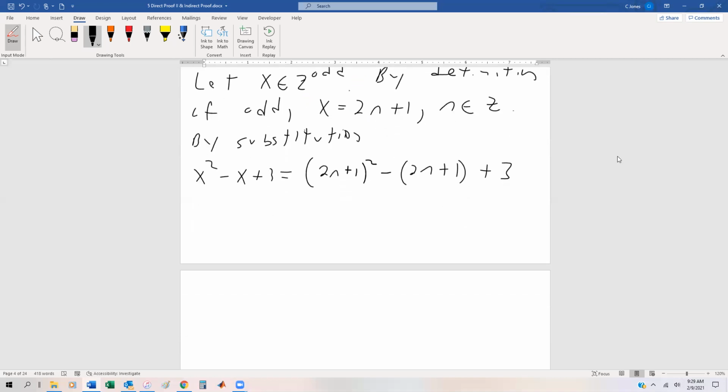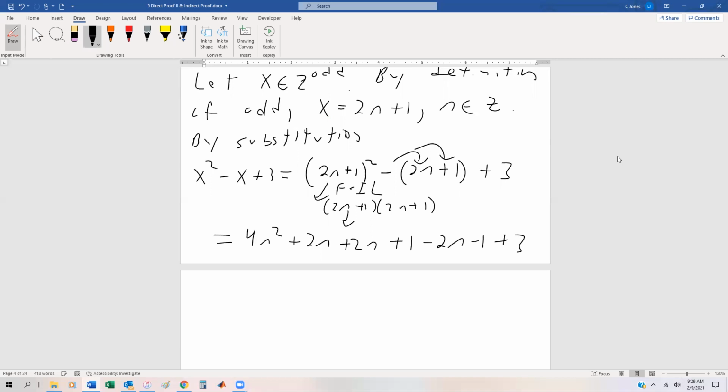Now we're going to go ahead and do some multiplication. Right? So this is going to be equal to, now remember, this is a FOIL problem. And this becomes 2n plus 1 times 2n plus 1. So this is going to be equal to 4n squared plus 2n plus 2n plus 1. Right? So that's from this part right here. We're going to distribute the negative. Right? And that's just by multiplication. So I'll just put it right here.